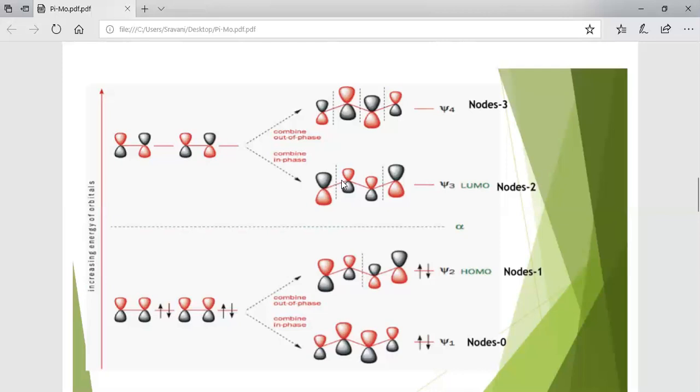Coming to the next one, C2 and C3, again the lobes line up in the same manner, positive with positive and negative with negative.